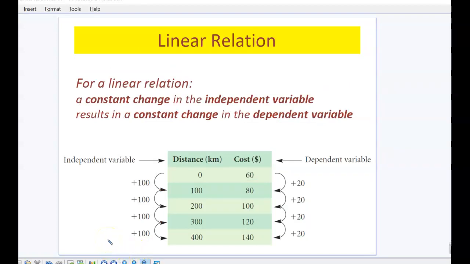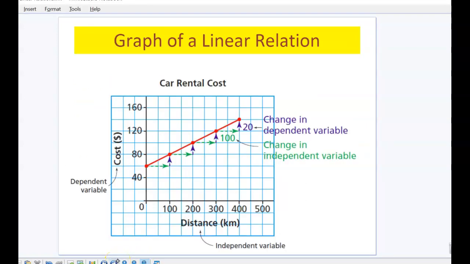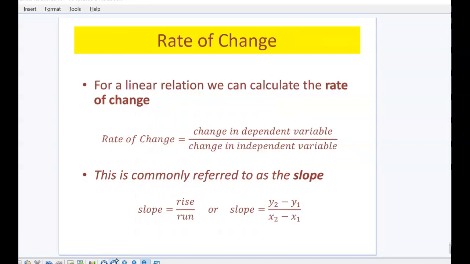All right, this is just another definition, reviewing the definition of a linear relation. A constant change in the independent variable results in a constant change in the dependent variable. So the graph of a linear relation, again, we have our independent variable on the bottom, our dependent variable, cost, on the top, and this is the car rental. Okay, so if we look from dot to dot, going horizontally, that would be the change in the independent variable, and going vertically would be the change in the dependent variable. And notice each one of these has a change in the independent variable of 20, a change in the dependent variable of 100 in the independent, 20 in the dependent.